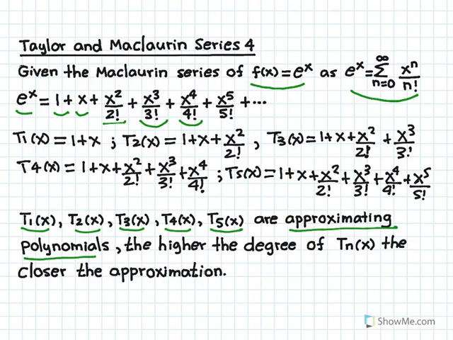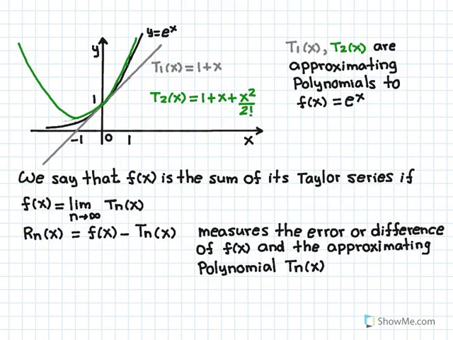So T1 of x, T2 of x, T3 of x, T4 of x, T5 of x are approximating polynomials. The higher the degree of Tn of x, the closer the approximation to the function e to the x in this case. All right, so here we have a graph. We have the function e to the x, and you can see that we have T1 of x equal to 1 plus x. That's basically the tangent line at x equals 0. And you can see it kind of follows the curve, but it's only tangent at one point. And it follows it fairly closely, but not closely enough.